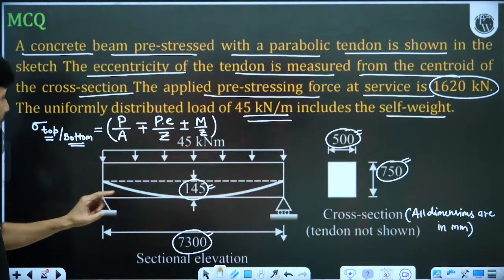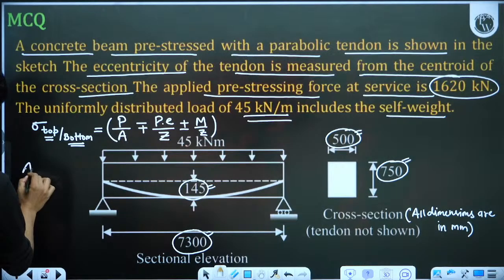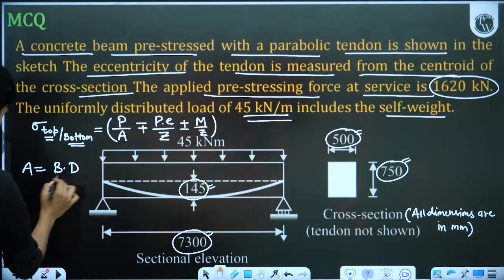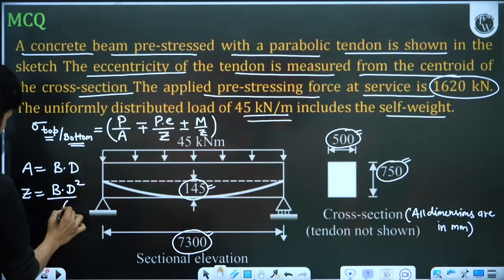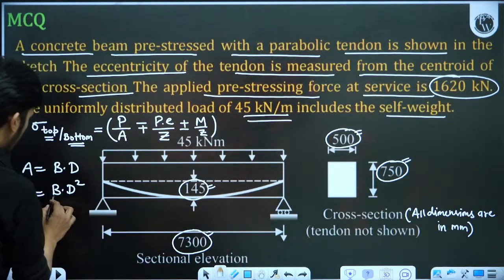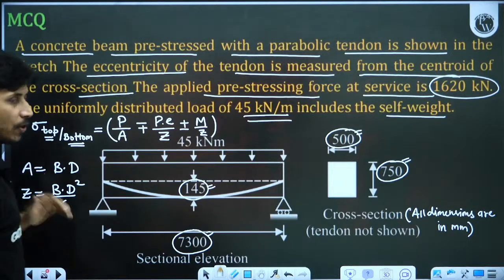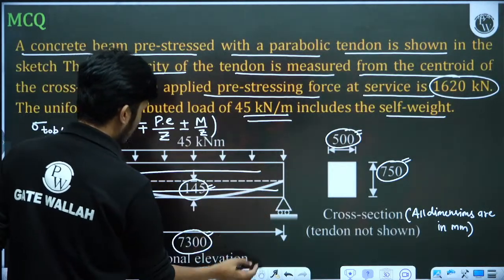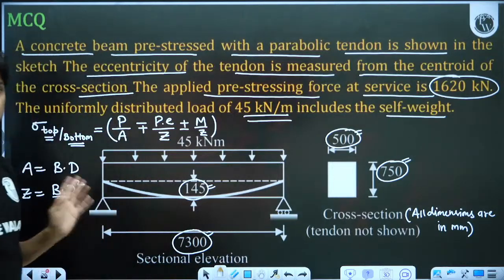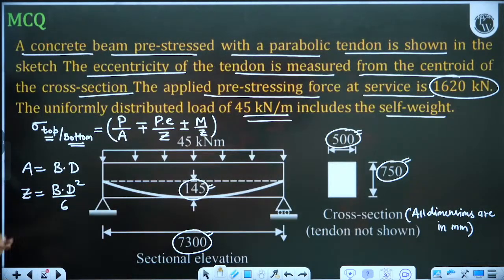To solve this, Z is the section modulus. If you don't know Z, the area is B into D and Z is the section modulus. So at the bottom, the section modulus will be BD square by 6. Section modulus is different for different distances. For the bottom it is different, for this line it is different, for this line it is different. So for different fibers, the section modulus is different. Here for the bottom fiber, it is BD square by 6.